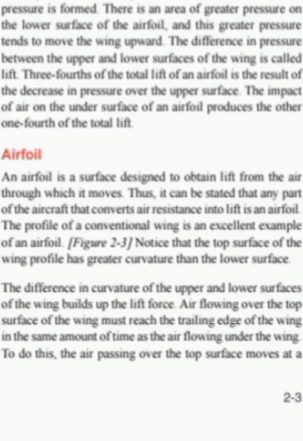3/4 of the total lift of an airfoil is the result of the decrease in pressure over the upper surface. The impact of air on the undersurface of an airfoil produces the other 1/4 of the total lift.